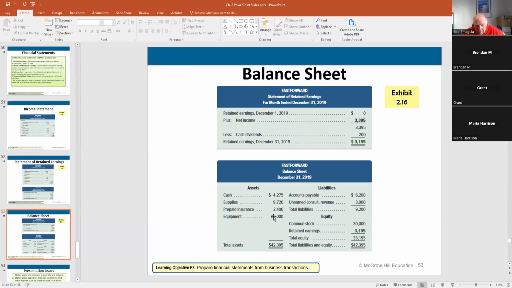Look at the balance sheet. 4275, 9720. Every one of these numbers was copied from the trial balance, except one. What is the one number that changed? The answer is your equity number. Equity was 3195. At the beginning, it was 30 because you only had 30,000 in the equity from the stock issue. And now you're up to 33,195. Everything's in balance.